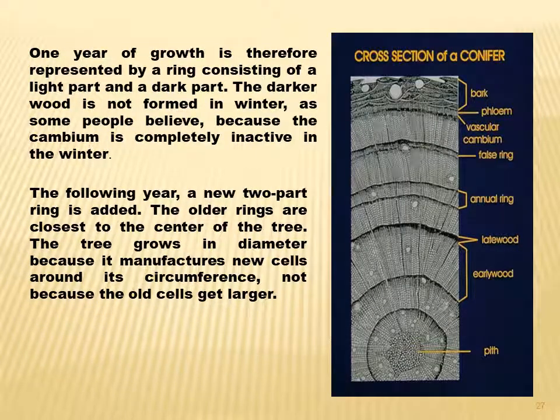One year of growth is therefore represented by a ring consisting of a light part and a dark part. The darker wood is not formed in winter as some people believe, because the cambium is completely inactive in the winter. So there is no growth during the winter season because the cambium is completely inactive. The following year a new two-part ring is added. The older rings are closest to the center of the tree. The tree grows in diameter because it manufactures new cells around its circumference, not because the old cells get larger.